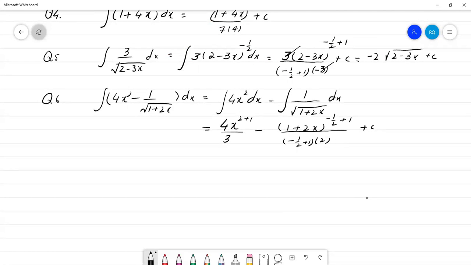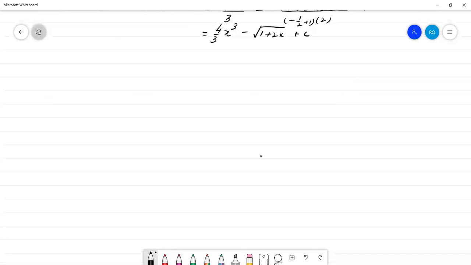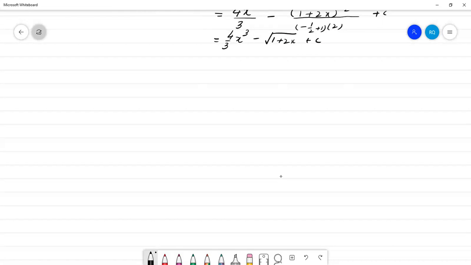So I will get over here 4 by 3 x cubed minus under root 1 plus 2x, I will make it short, plus c. That's the division of AS levels. So dear students, this is the whole expression of the AS level division. Is there any problem over here? Okay. Now I will start the integration of A2 levels.